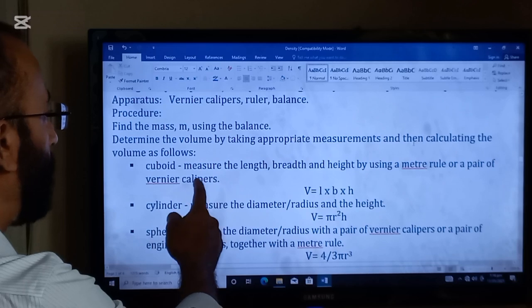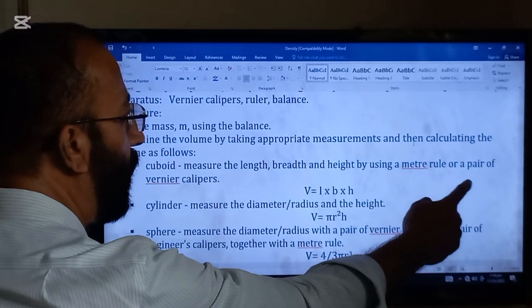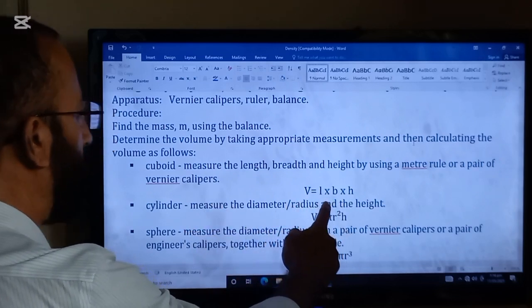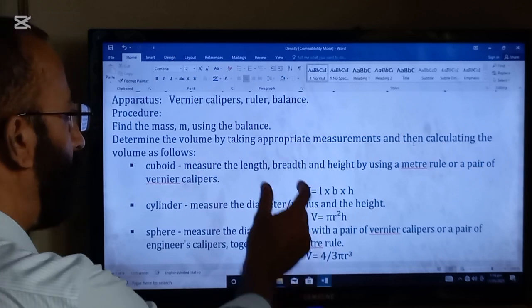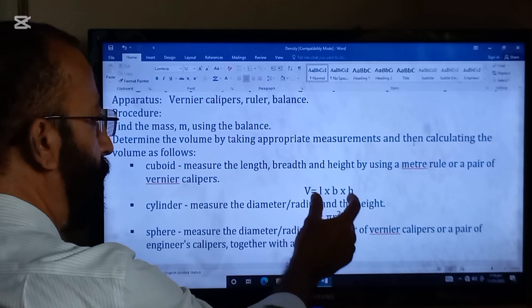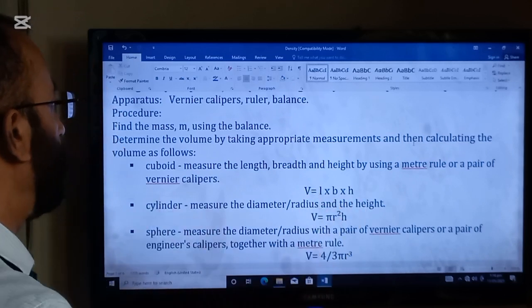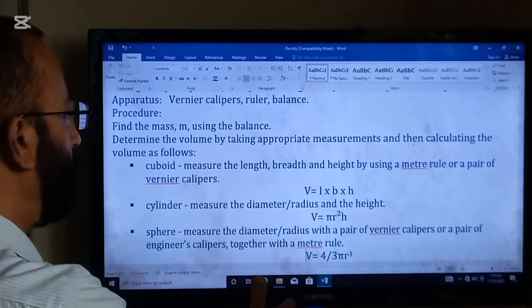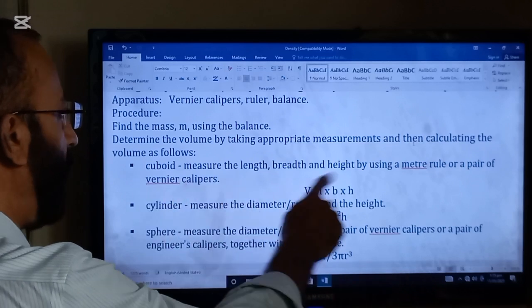For a cuboid, measure the length, breadth and height by using a meter ruler or a pair of vernier calipers. The volume formula for the cuboid is length into breadth into height. So after finding the length, breadth and height by using a meter rule, put them in the formula. This will give you the volume of the cuboid. Mass is already found. So put in the formula density is equal to mass over volume, which will give you the cuboid's density.